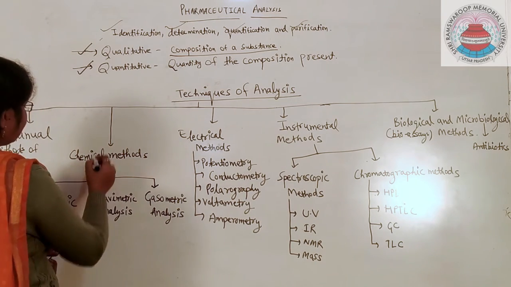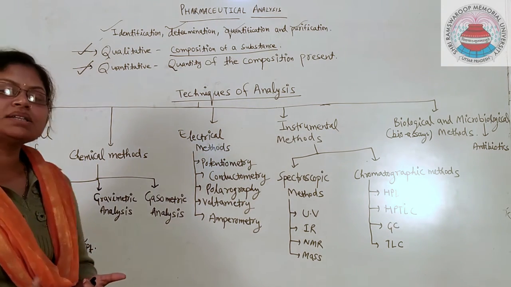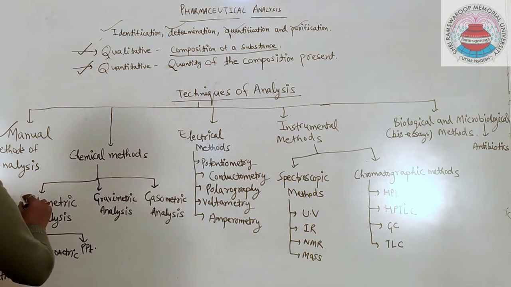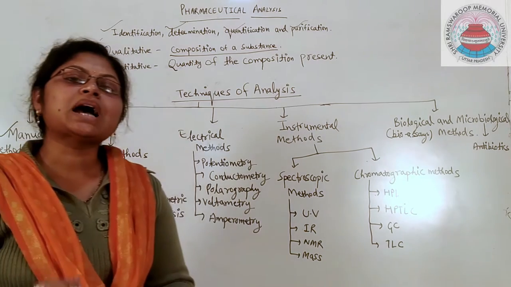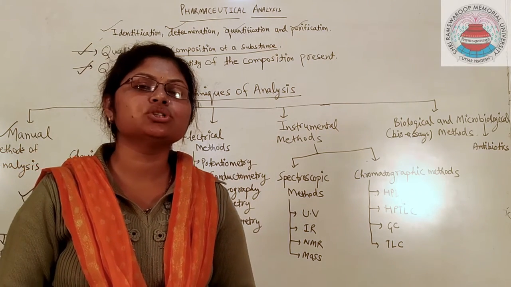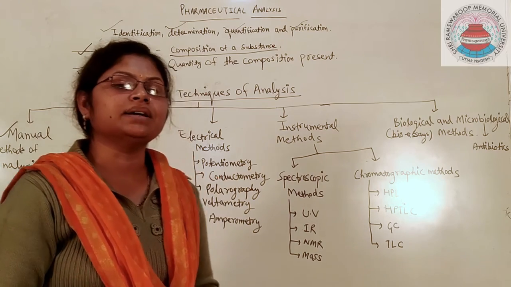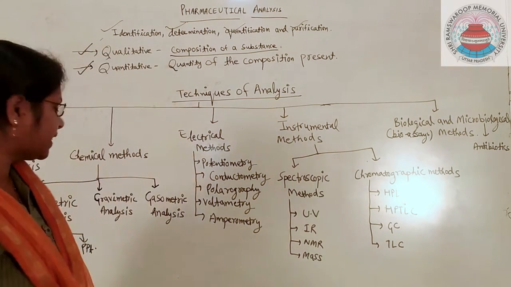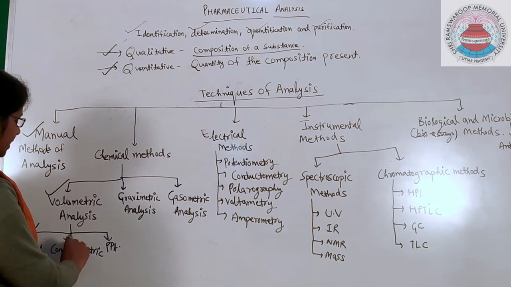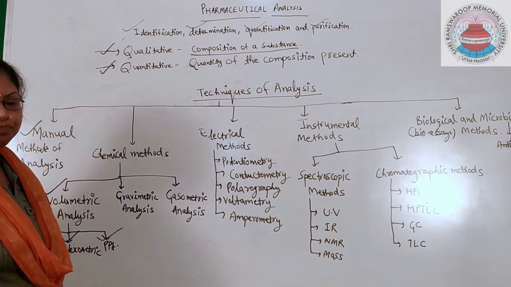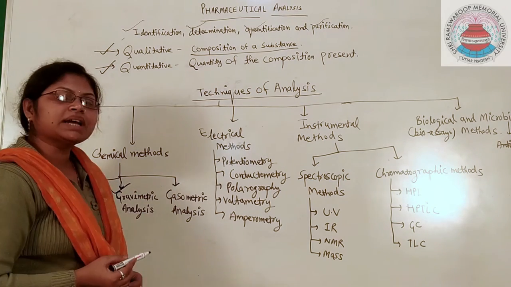The second is the chemical method, and the chemical method is divided into three parts: the volumetric analysis, the gravimetric analysis and the gasometric analysis. In the volumetric analysis, we try to determine the unknown concentration by using a standard solution, and this standard solution may be a primary standard or a secondary standard. This volumetric analysis can be further divided into the acid-base titration, the redox titration, the complexometric titration and the precipitation titration.